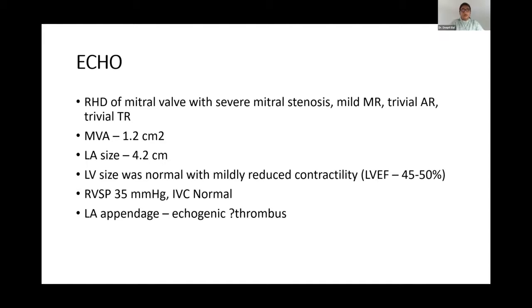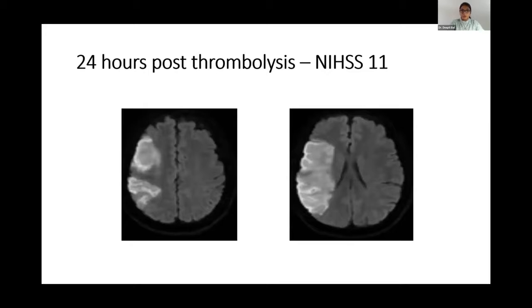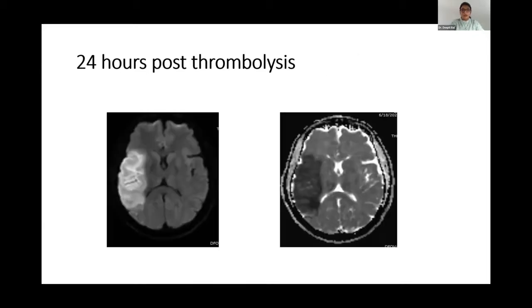Yes. So cardiology consult was taken for optimization of the cardiac status, where she was advised rate control drugs with diuretics, ACE inhibitors, and a plan for anticoagulation. Now, coming to 24 hours post thrombolysis, there was no further neurological worsening, and NIHSS remained 11. The repeat MRI scan, done 24 hours post thrombolysis, showed a moderate size infarct involving the right frontoparietal region and a part of the right temporal lobe.